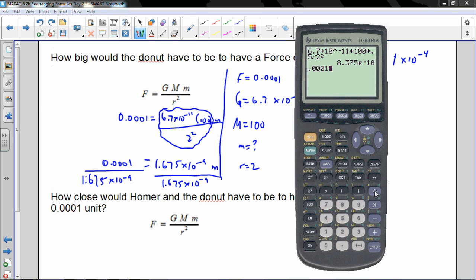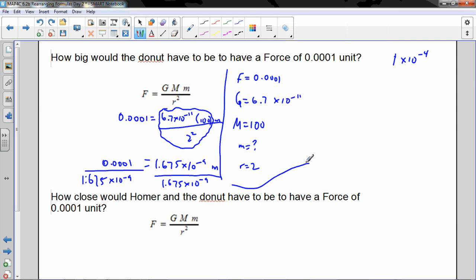0.0001 divided by, and I'm going to put this in brackets now, 1.675 times 10 to the exponent, not 11, almost blew that, 10 to the exponent negative 9, bracket, equals 59701. So the mass is 59701 kilograms. Now that seems like a pretty big donut, but just how big is that?